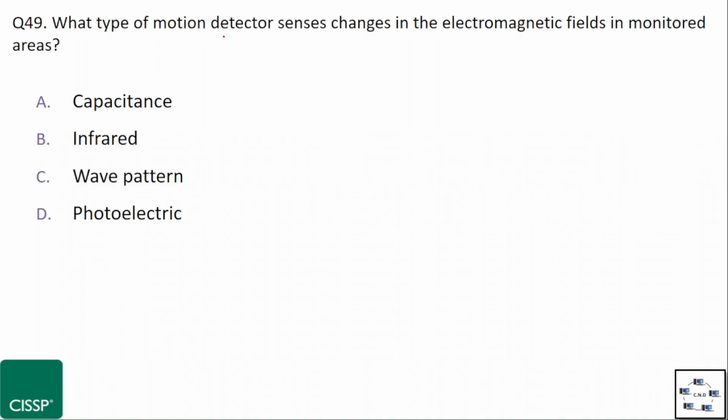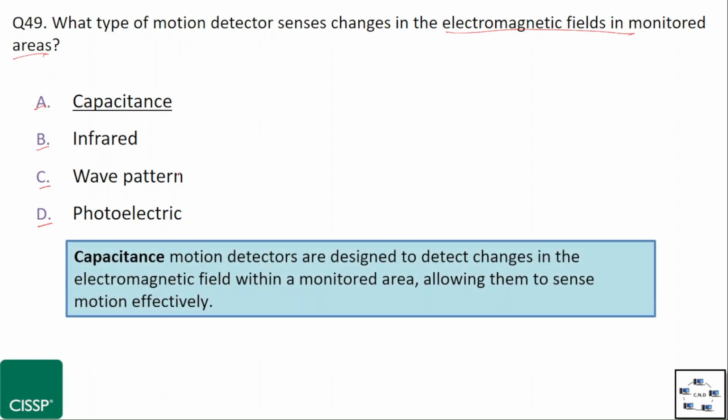Question number 49. What type of motion detector senses changes in the electromagnetic fields in the monitored areas? The options are option A, capacitance; option B, infrared; option C, wave pattern; and option D, photoelectric. So we are talking about electromagnetic field, and the correct option is capacitance. Capacitance motion detectors are designed to detect changes in the electromagnetic field within a monitored area, allowing them to sense motion effectively.